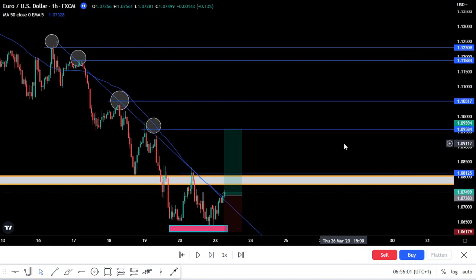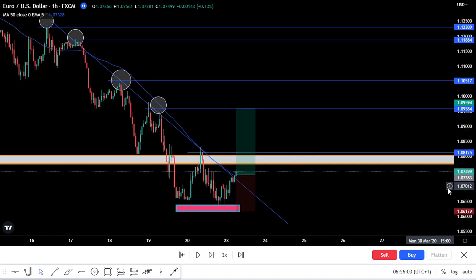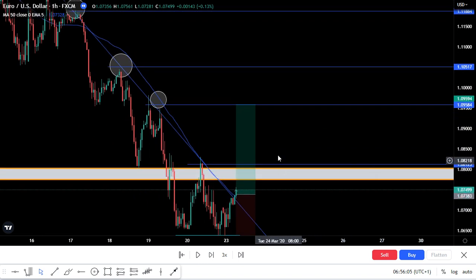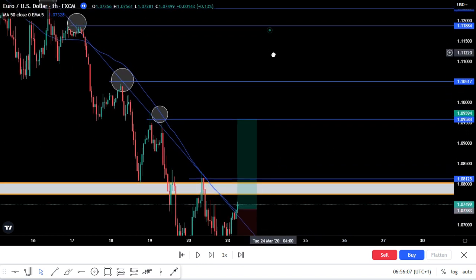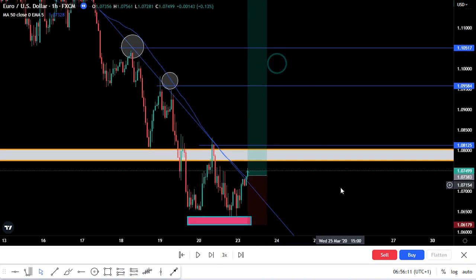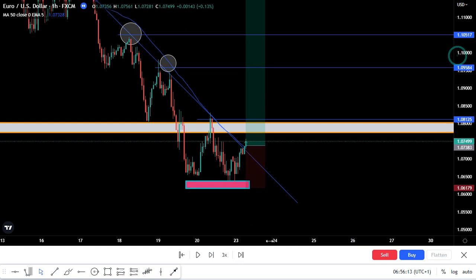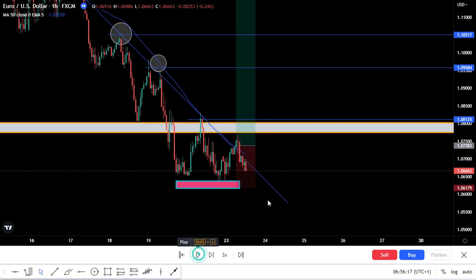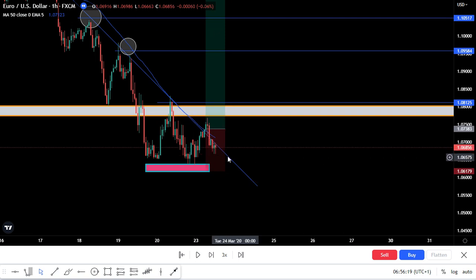So let's see how the price plays out, whether the price is going to hit our TP1, TP2, TP3, or TP4, and so on and so forth. So now let's see what the price does next. So I will play again. So you can see the price retested. This is exactly what I'm talking about.